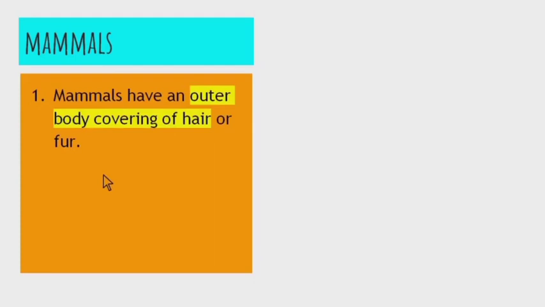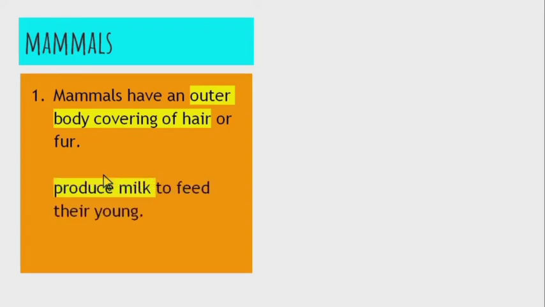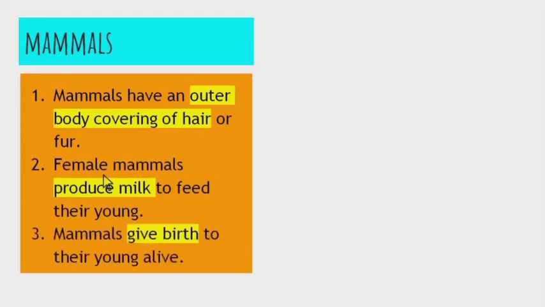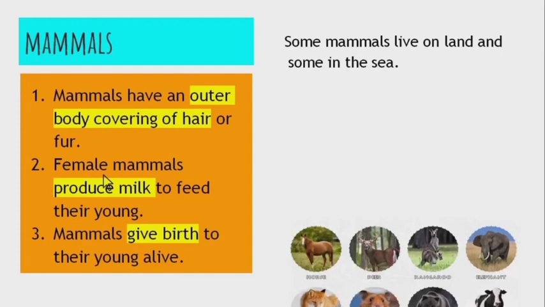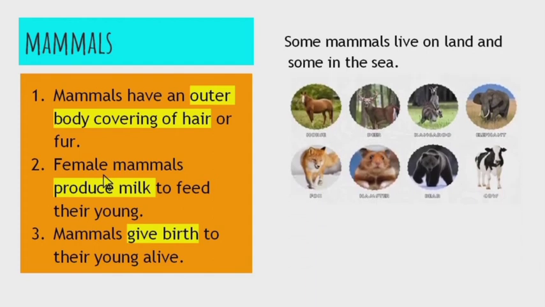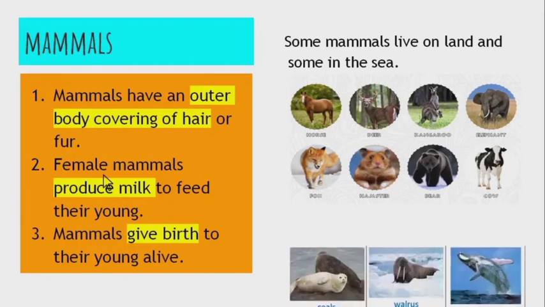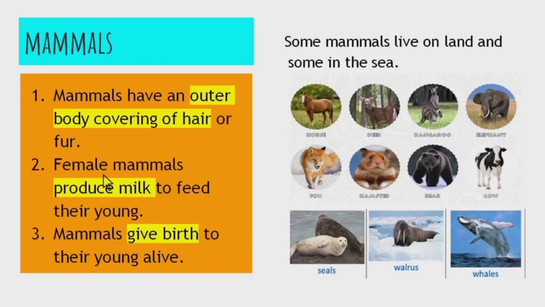There are some common characteristics in the mammals group. The first one, mammals have an outer body covering of hair or fur. Female mammals produce milk to feed their young. Mammals give birth to their young alive. You know, some mammals live on land and some in the sea. Horse, deer, kangaroo, elephant, fox, hamster, bear, and cow live on land, while seals, walrus, and whales live in the sea.